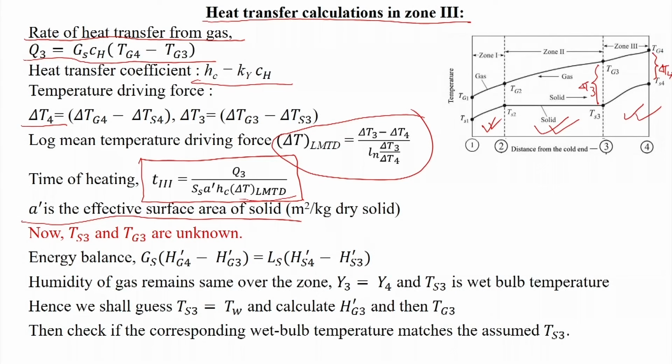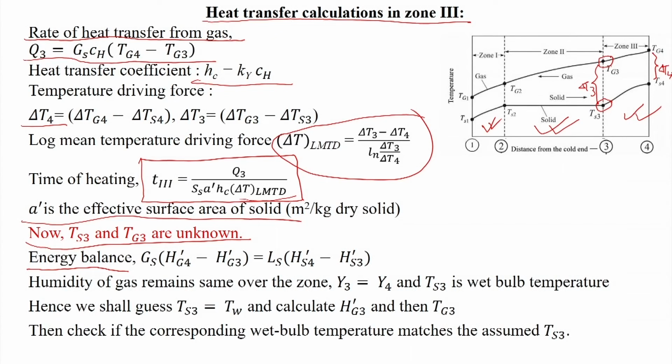Now, you see here Ts3 and Tg3 are both unknown. So, in this case both Ts3 and Tg3 are not known. We need to find out this Ts3 and Tg3. Now, we need to do the energy balance in this zone, that will be Gs into Hg4 prime minus Hg3 prime is equal to Ls into Hs4 prime minus Hs3 prime.